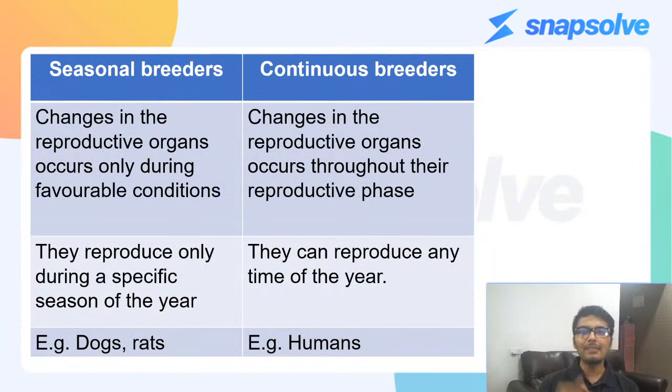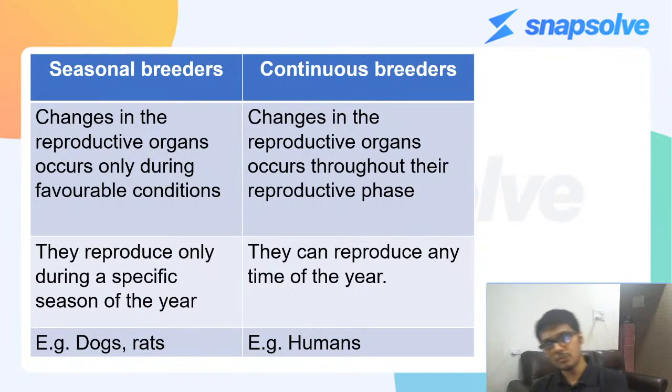Now I come to something very related: seasonal breeders and continuous breeders. These are just terms which you should be aware of. You should know what the terms mean. Seasonal breeders, what are seasonal breeders? Changes in the reproductive organs occur only during favorable conditions. Reproductive organs only show changes, transformation or some other changes, only during favorable conditions, when they think that is the right time to breed. That is the time when the reproductive organs show changes.